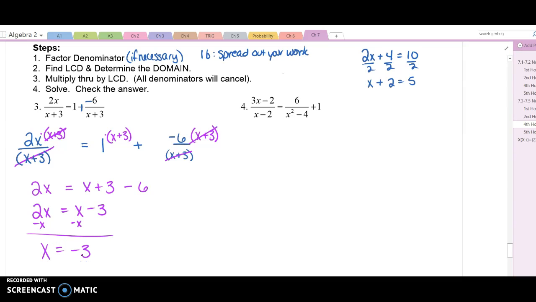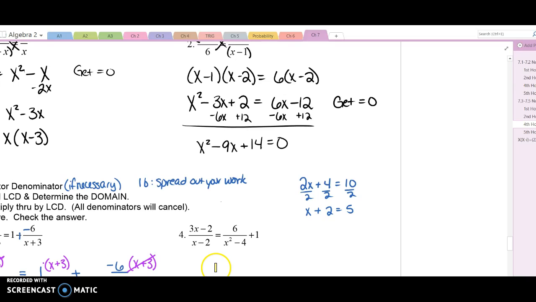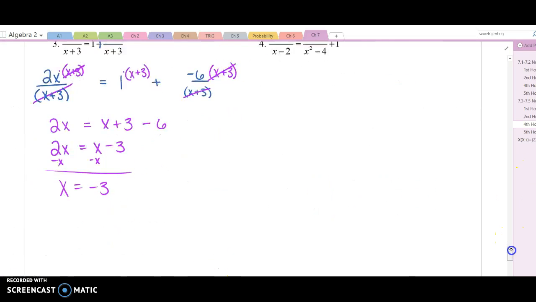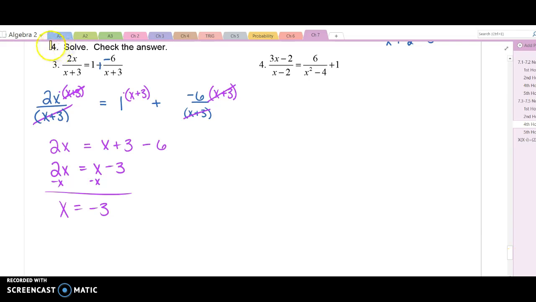So the strategy is multiply every single term by the denominators, because then those denominators will cancel out and you're left with an equation that doesn't involve fractions, which is much easier to solve. Now, the last step says check the answer. This is an important step.